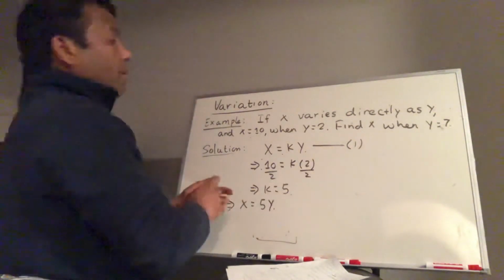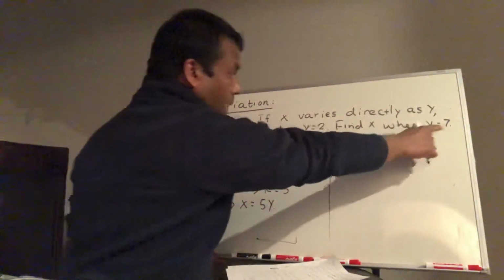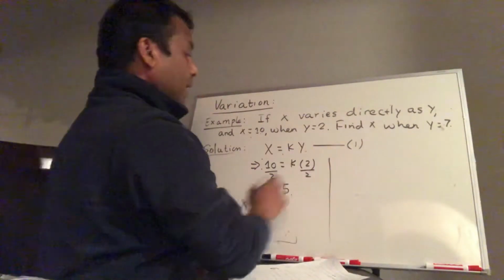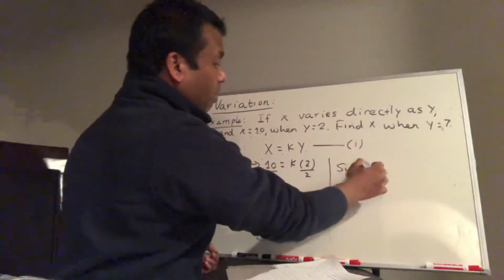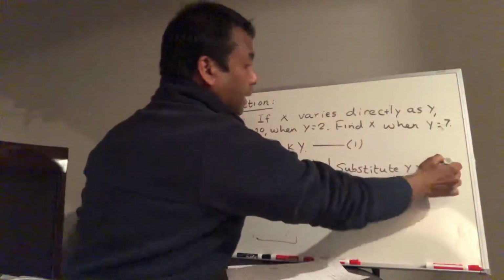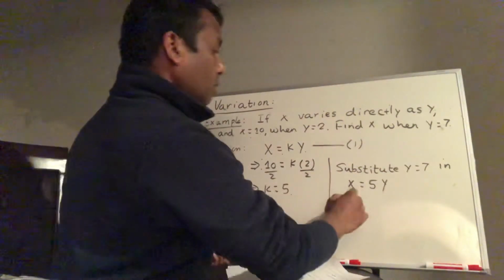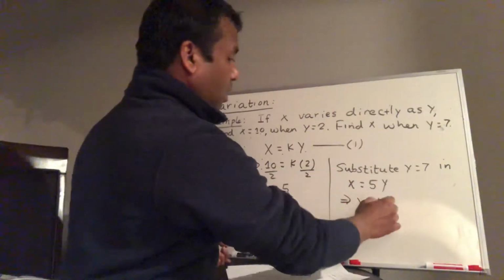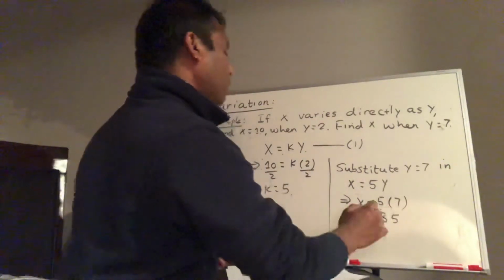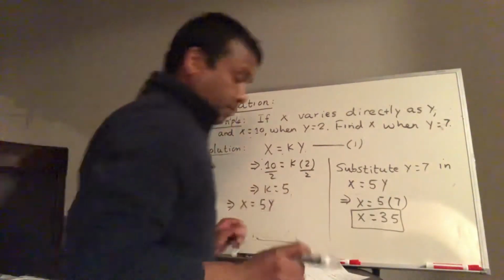So now you have to find out x when y equal to 7. When you plug in y equal to 7 in this equation, then you will get the value of x. Substitute y equal to 7 in x equals to 5y, right? So that will give you x equal to 5 times 7, which is what? 35. So the value of x is 35. Okay.